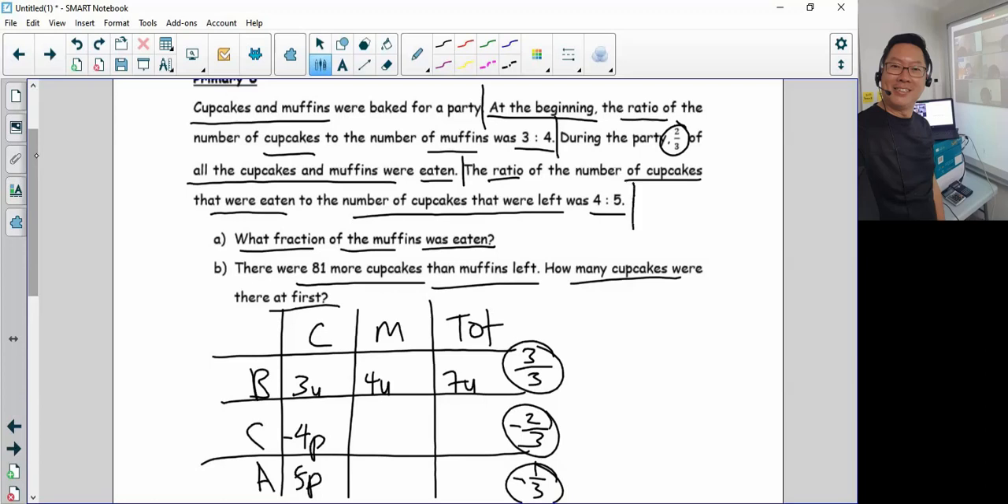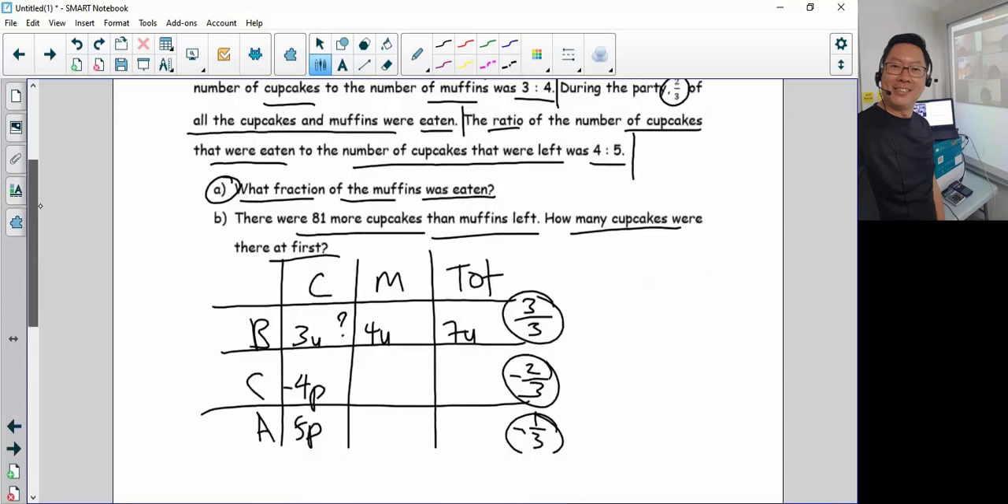So where's the question mark? What fraction of the muffins was eaten? I can't put the question mark for part A, so I don't put it inside. Okay, part B. There were 81 more cupcakes than muffins left. How many cupcakes were there at first? Yeah, I can put a question mark there. And the table is done for this very hard problem.